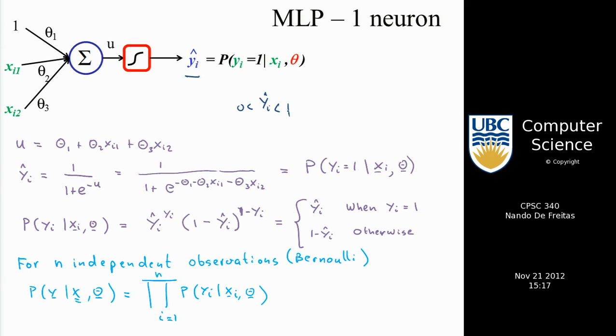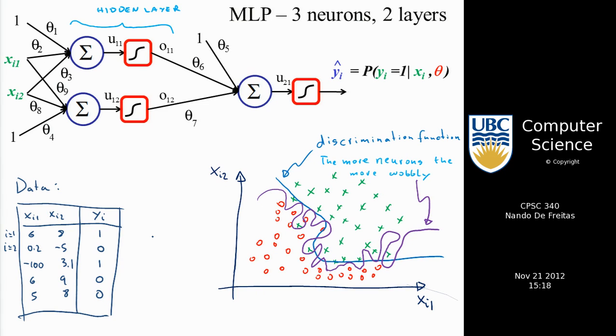And then we said in the last class that we could model the y's as a Bernoulli distribution with success probability yi hat. So the probability of yi being 1 is yi hat. The probability of yi being 0 is 1 minus yi hat. And then if you have n observations and they're independent, then as always, we just multiply the probabilities. Okay. So that's a neural network with one neuron, which is essentially logistic regression.